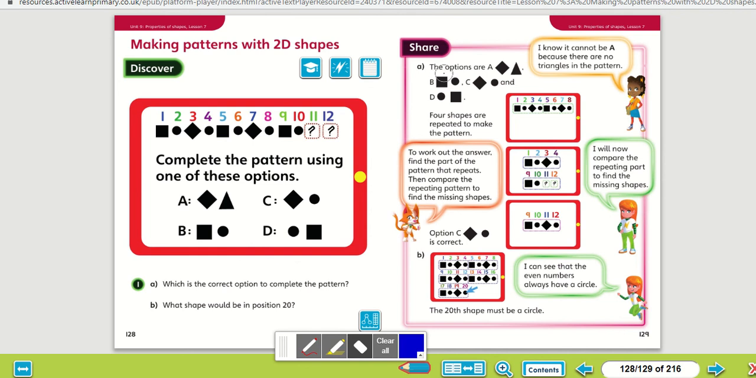The options are A, diamond and triangle. B, square and circle. C, diamond and circle. And D, circle and square. So I know it cannot be A because there are no triangles repeated in the pattern.